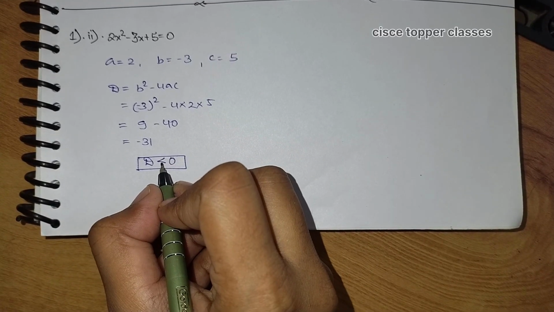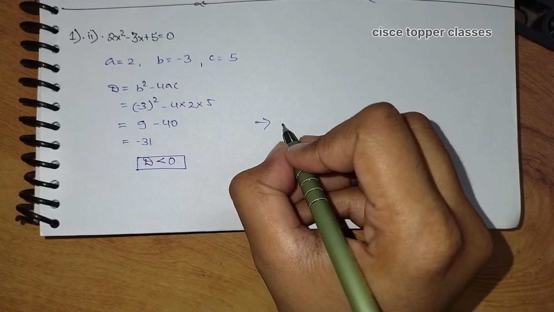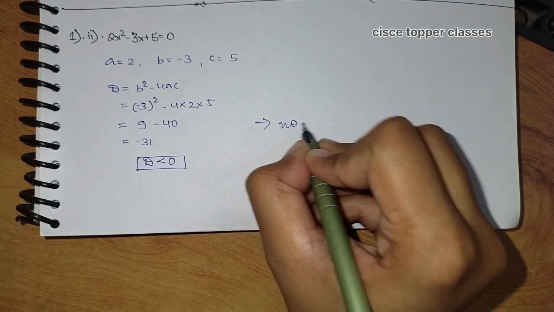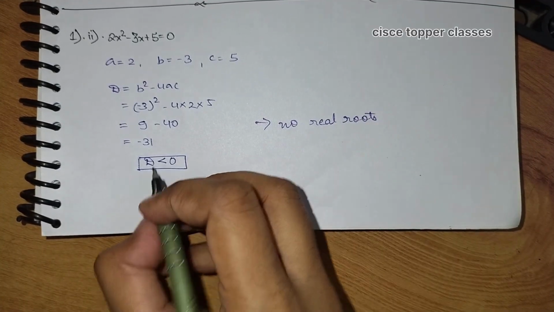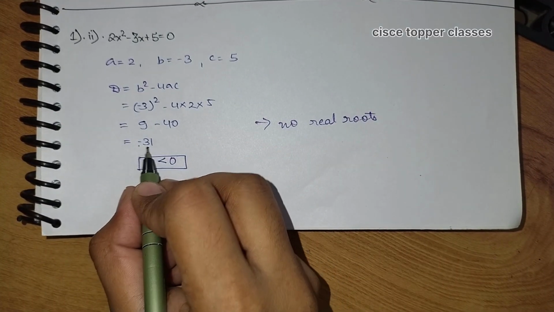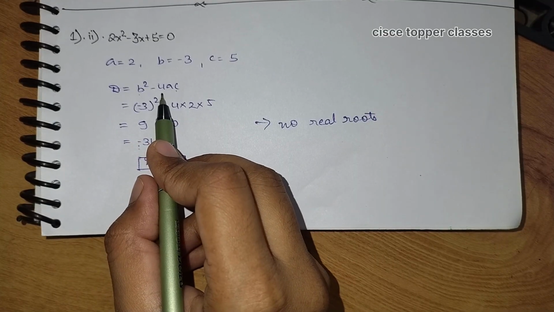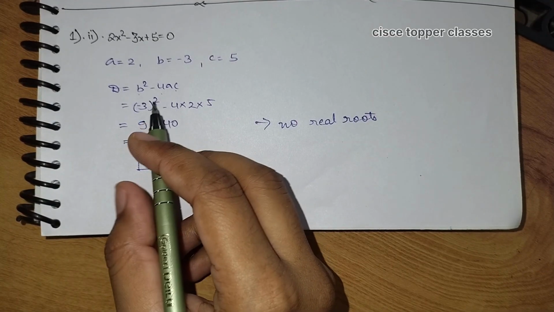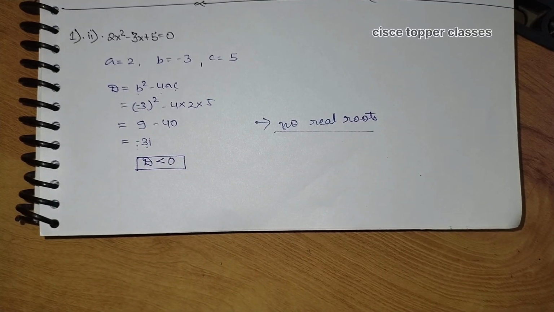And if the discriminant value is less than 0, then we can say the equation has no real roots, because if the discriminant is negative, the under root of that will not be a real number, or that is not a perfect square. Hence we will get no real roots. So this is the final solution of question number 1 second part.